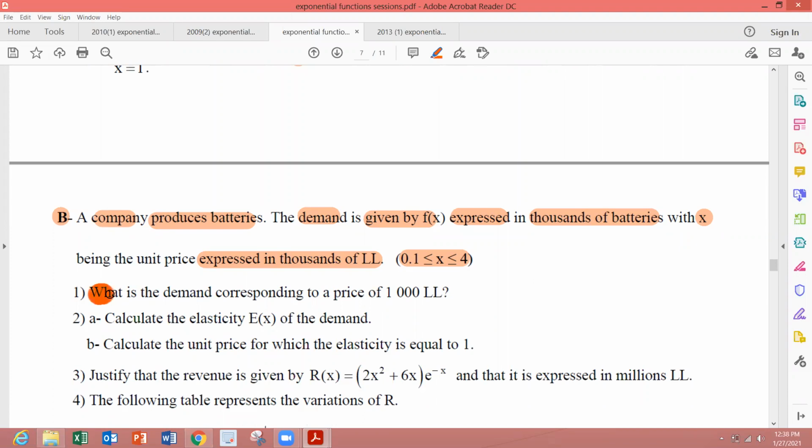What is the demand if the price is 1,000 Lebanese lira?